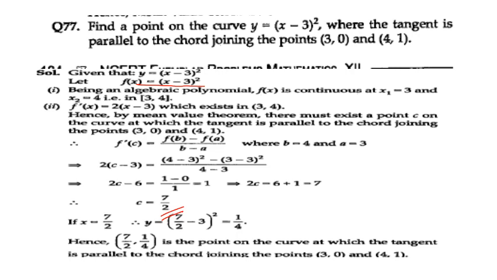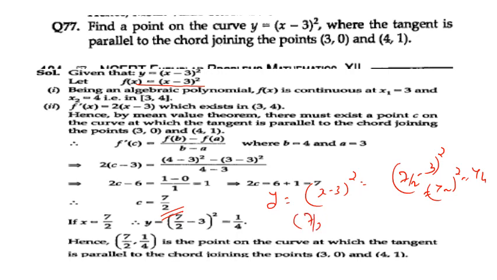Actually c is our x. We have to find a point on the curve in which the tangent is parallel to the chord joining the points 3, 0 and 4, 1. So when you take this c as x, x is equal to 7 by 2. What is our y? y is x minus 3 the whole square, which means 7 by 2 minus 3 the whole square. That is 1 by 2 the whole square, which is 1 by 4. So y is equal to 1 by 4. So what is the coordinate? 7 by 2, 1 by 4.